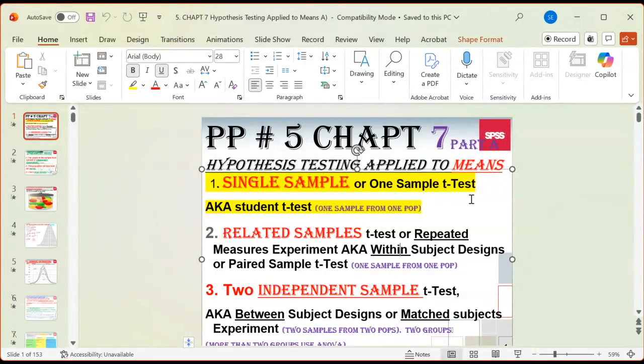So there are 3 different types of t-tests for different reasons. Single sample t-test, as the name suggests, you take one sample from one population. This is very popular in college and universities, and it's called student t-test or one sample t-test. Keep in mind, one sample from one population. Next time, we're going to go over related sample t-test or repeated measures.